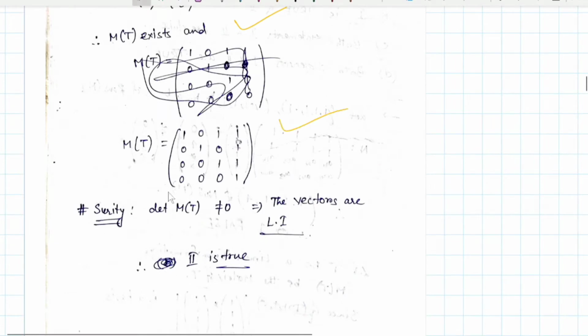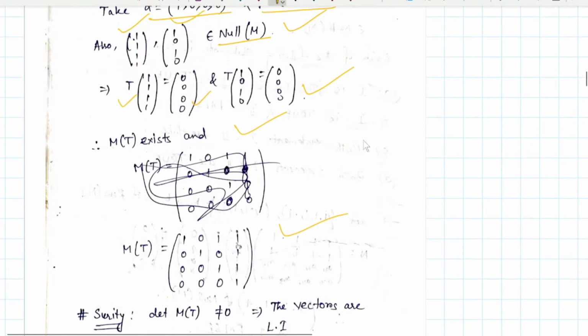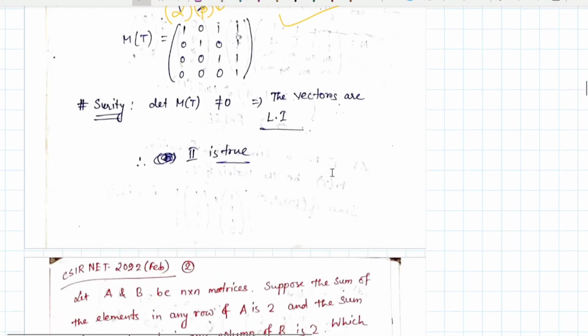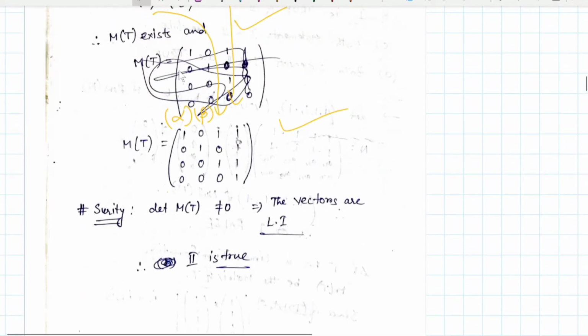Therefore the matrix of T exists, and the matrix of T equals this one. Suppose we take the vectors alpha first, then beta, and then the given vectors 1 0 1 0 and the other given vector. See whether these vectors are linearly independent or not. This matrix is clearly an upper triangular matrix, therefore the determinant of the matrix is the product of the diagonal elements, that is 1 times 1 times 1 times 1, which is equal to 1.